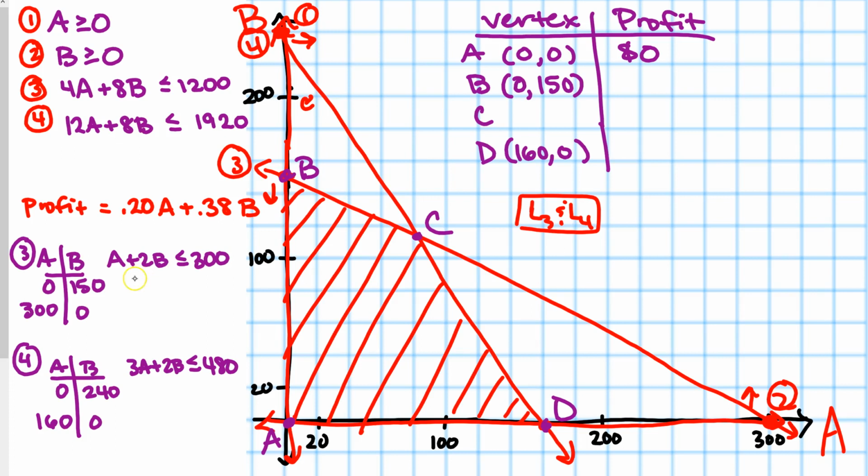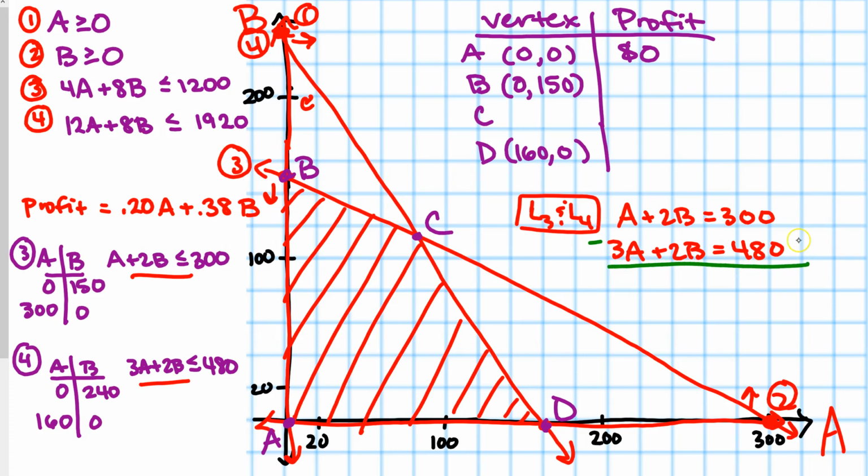So let's use the simplified version of these equations. We have A plus 2B equals 300, and we have 3A plus 2B equals 480. So if we subtract, the B's will cancel. So we have negative 2A equals negative 180. So A equals 90. And if we substitute that back in, we get B equals 105.